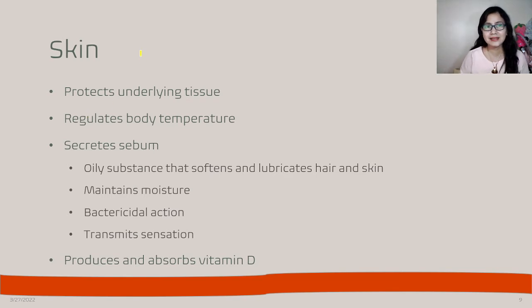So let's discuss the skin. The skin protects the underlying tissue. It regulates body temperature, and it's also in charge of secreting sebum. Sebum is an oily substance that softens and lubricates the hair and skin. It maintains moisture. There's also bactericidal action, and it transmits sensation. The skin also produces and absorbs vitamin D.